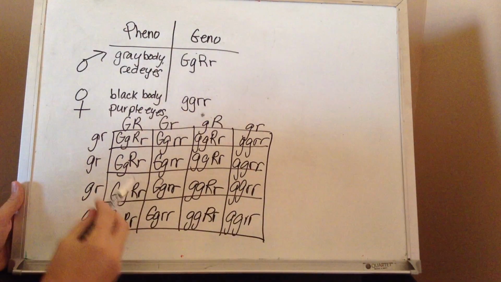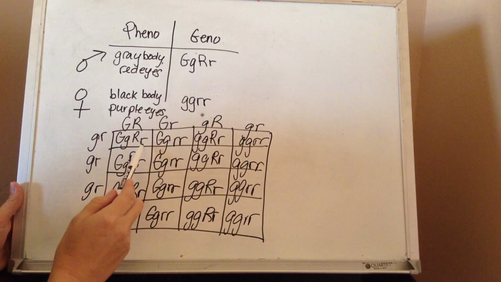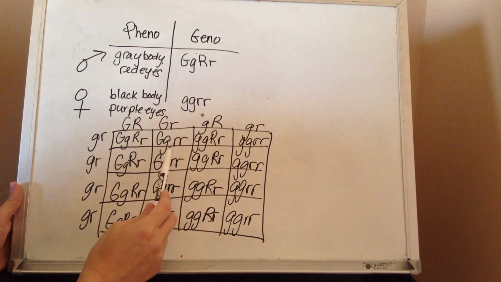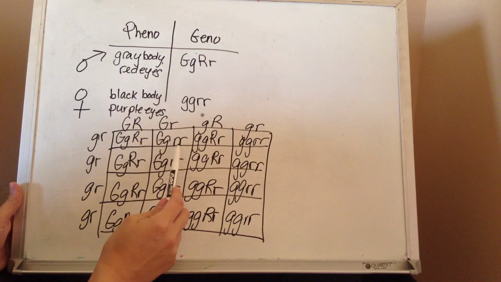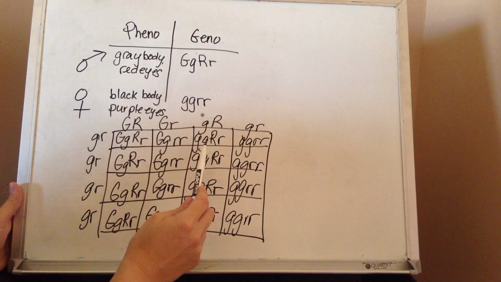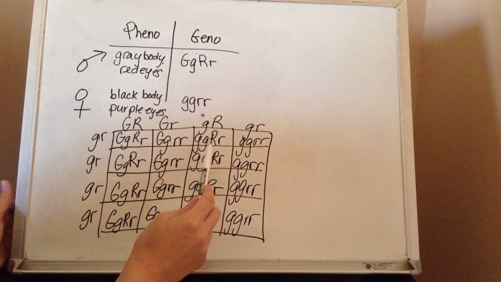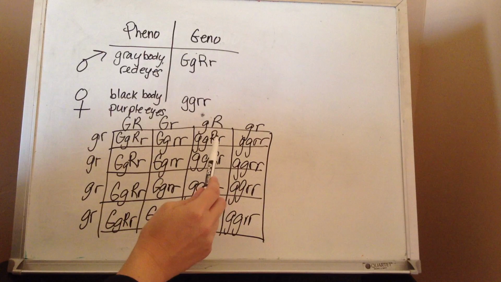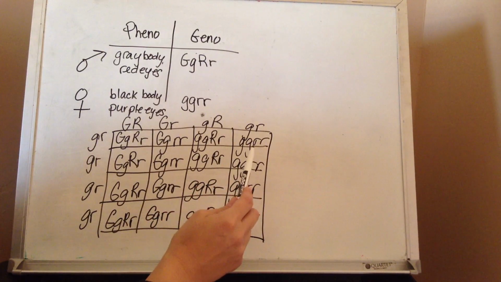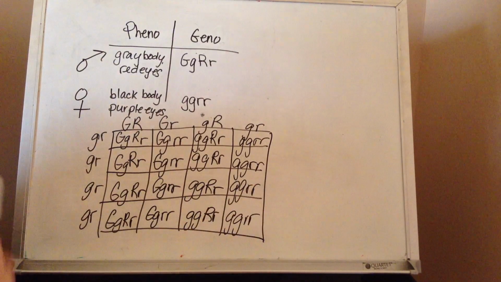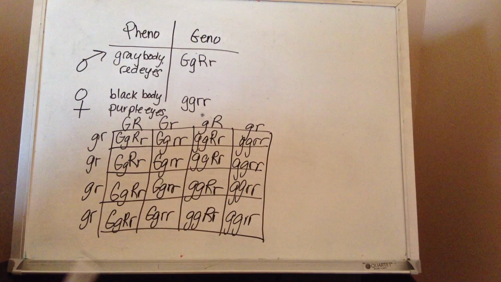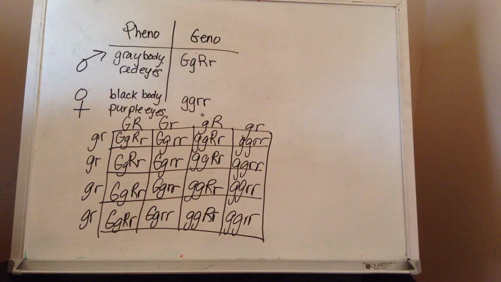So 25% of the offspring will have a gray body and red eyes. 25% of the offspring will have a gray body and purple eyes. 25% of the offspring will have a black body and red eyes, and then 25% of the offspring will have a black body and purple eyes. This has completed this video on monohybrid and dihybrid crosses.